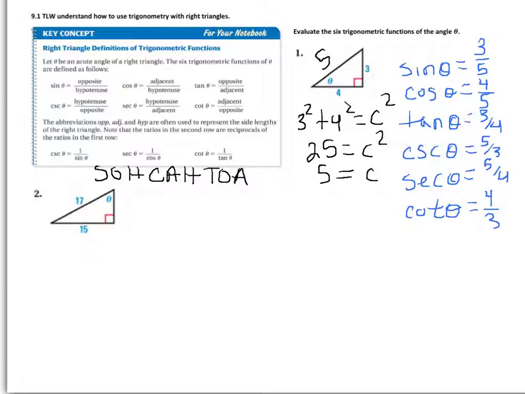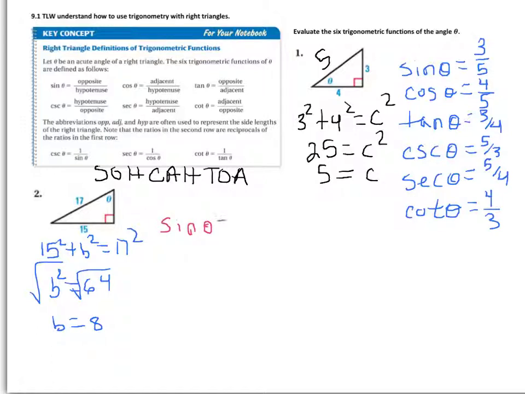So first thing we got to do is Pythagorean theorem to figure out this one. So here we would say 15 squared plus b squared equals 17 squared. I would get b squared equals 64, so b equals 8. Why am I not doing plus or minus? Because we're finding the length of something. You can't have a negative length. So now find the 6.